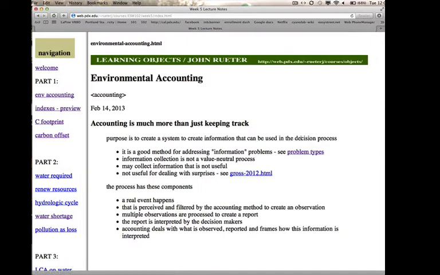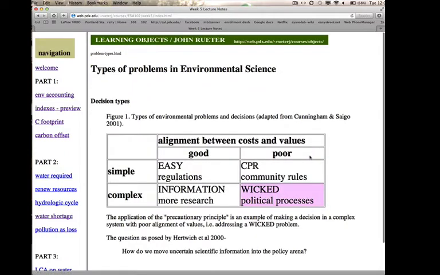So as I said before, environmental accounting is not just about keeping track of the numbers, but it's setting up a system. And environmental accounting is a really good way to address information problems. And just to review, those information problems are where we have good alignment of values, but we need more information.